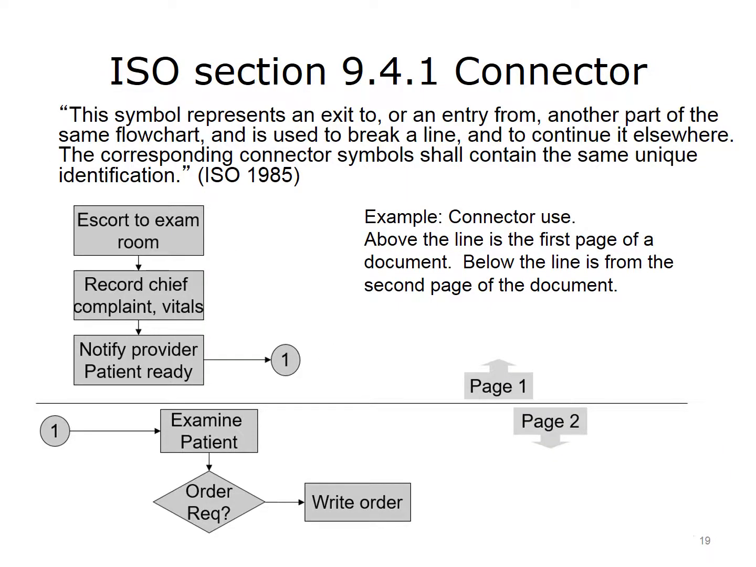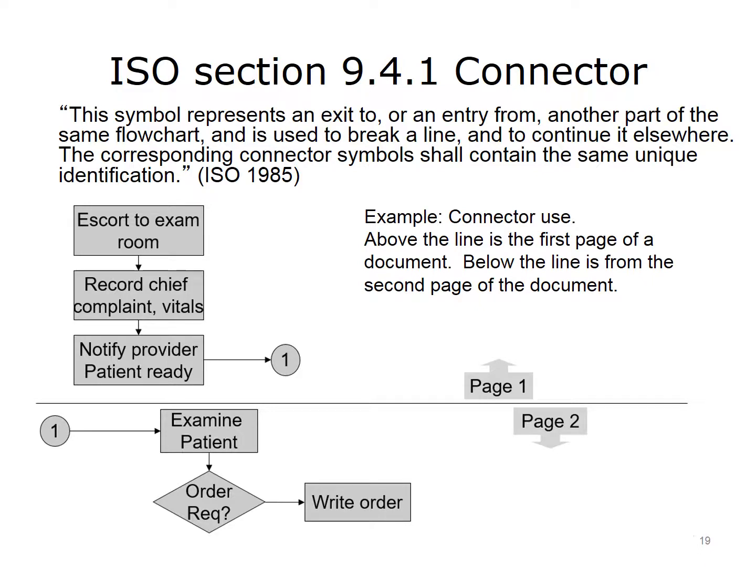According to ISO section 941, the symbol for a connector is a circle with a number in it. This symbol represents an exit to or an entry from another part of the same flowchart and is used to break a line and to continue it elsewhere. The corresponding connector symbol shall contain the same unique identification. ISO 1985. Example: page 1 of flowchart.